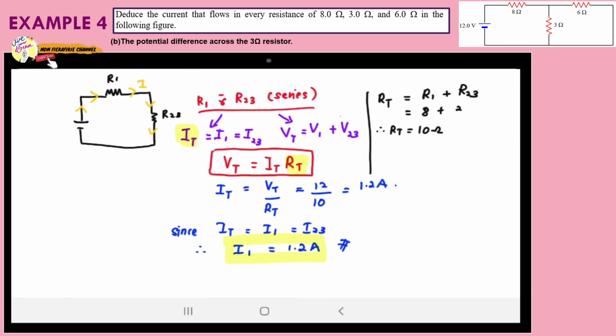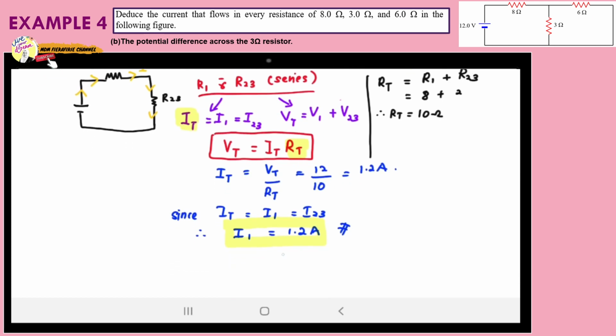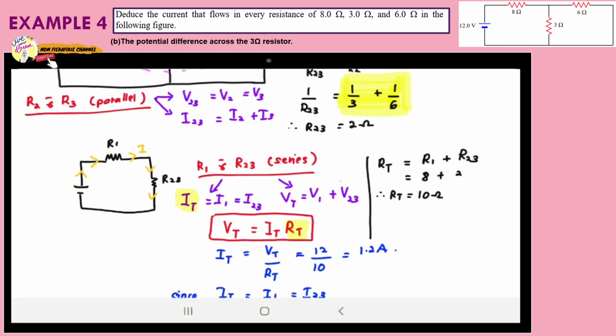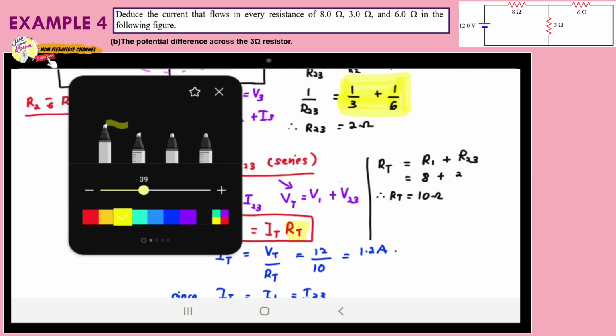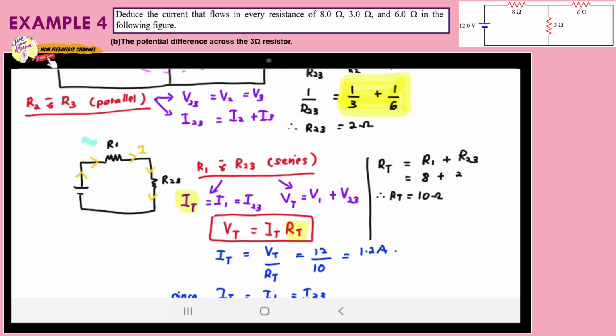So now based on this information, I want to find what is V23. Why do I want to find V23? Because we know that for V23, kita tengok notes kita balik. Tengok dekat sini. Kenapa saya nak cari V23? Sebab saya nak kira voltage across V2 dengan V3 supaya saya boleh cari current.